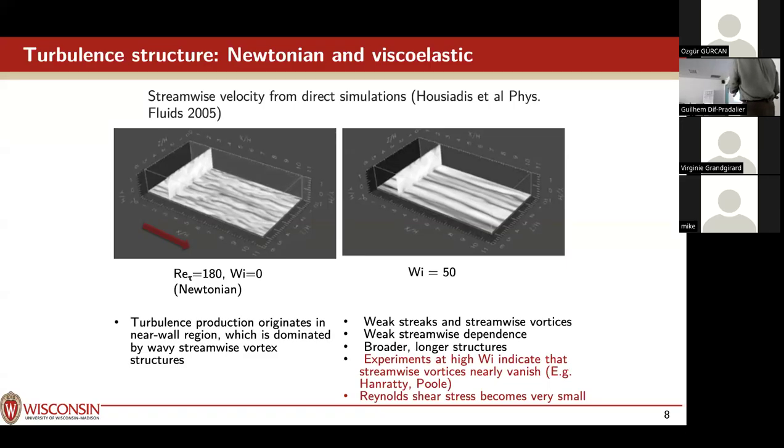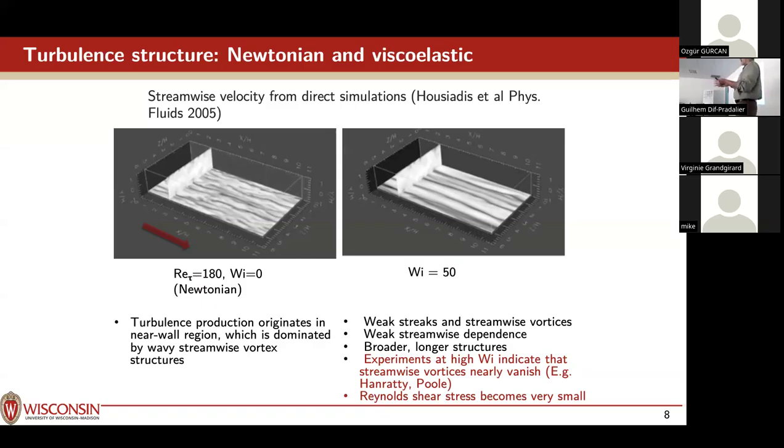And this is in the case of drag reduction. Here, the Weissenberg number is 50. You see all of these fluctuations tend to be smoothed out. And the length scales of these streamwise vortices become much larger. And there are experiments essentially indicating that at a high Weissenberg number, these streamwise vortices nearly vanish.